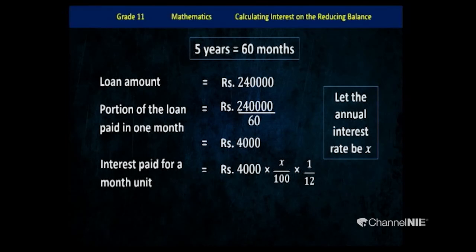Now we can simplify this. 4,000 divided by 100, the answer is 40. Then 12 and 40: 40 can be divided by 4, and 12 can be divided by 4, the answer is 3. Then you get the interest for a monthly unit as 10x upon 3, using x. X means our unknown interest rate.